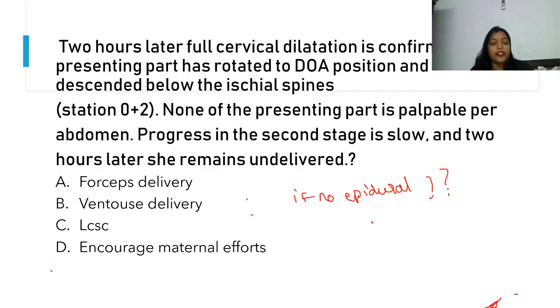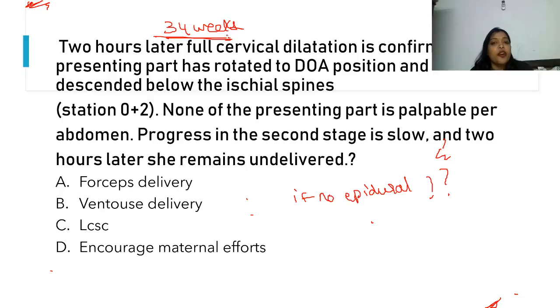You're correct. If no epidural, the answer is forceps. So I'm asking you, can anybody tell me why it is not ventouse here? How many weeks was the patient? Patient was 34 weeks.